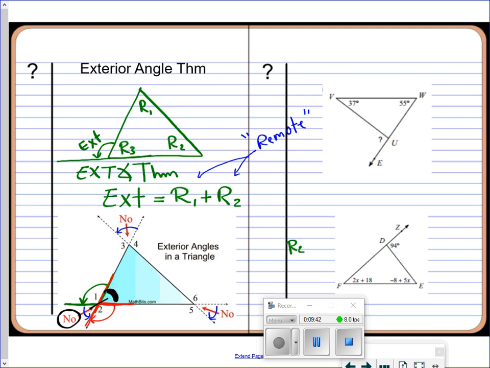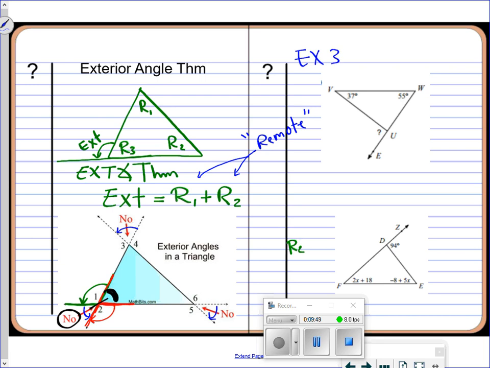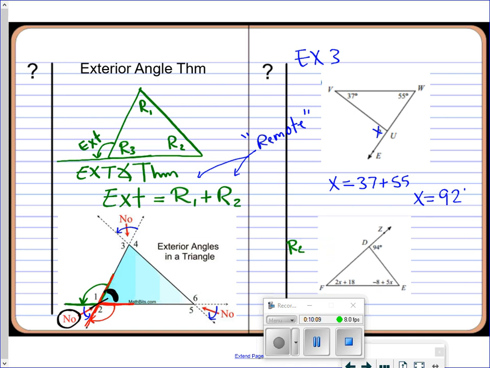All right. So let's take a look and use the exterior angle theorem to write an equation for this one. Let's call this one example 3. And I'm just going to put an x here on this problem. So quickly enough, the exterior angle there is equal to 37 plus 55, right? And I could just simply solve that and get it to be, what, 92. Okay, I'll put my degree mark on it. All right, now it's your turn, right? Go ahead and see if you can do an equation for this and solve for x.